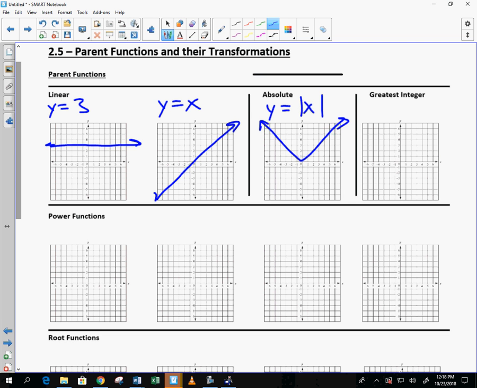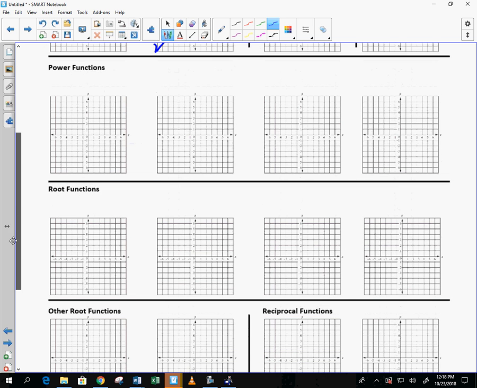We're not going to do the greatest integer function or the least integer function or floor functions or ceiling functions. They're just not that important. But we will do a power function, such as y is equal to x squared. What does that look like? Parabola, great. I know you can commit that to memory because you've already known that's a parabola for a while.